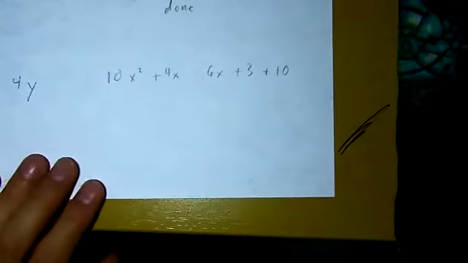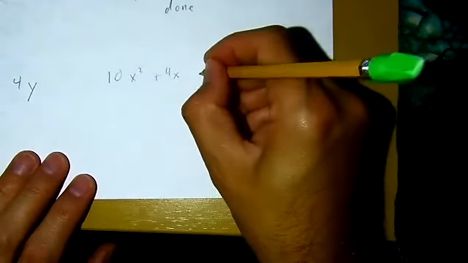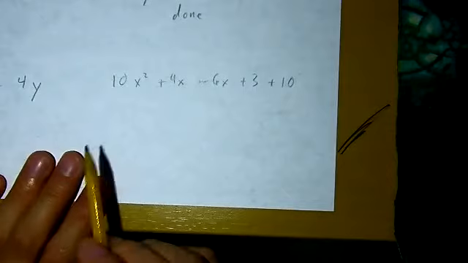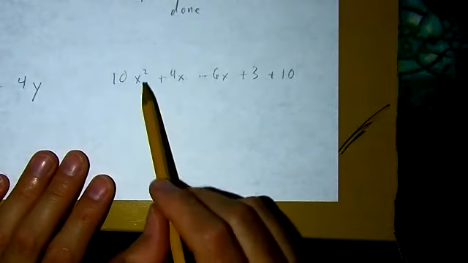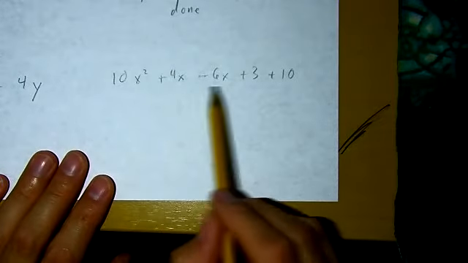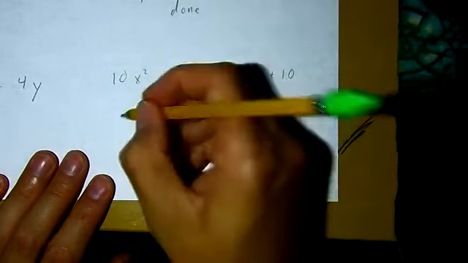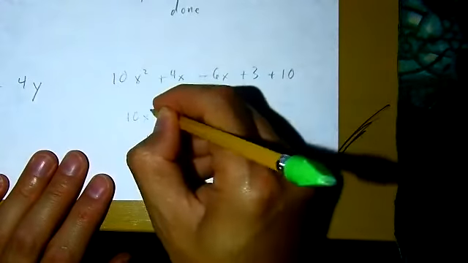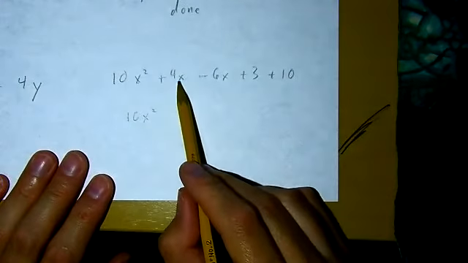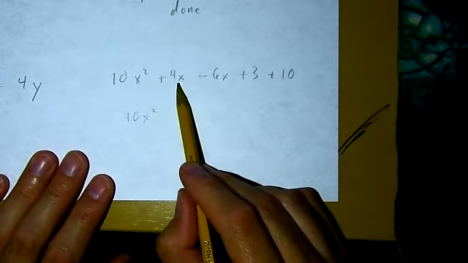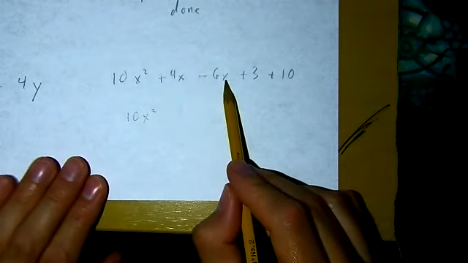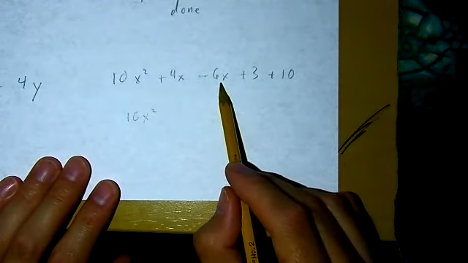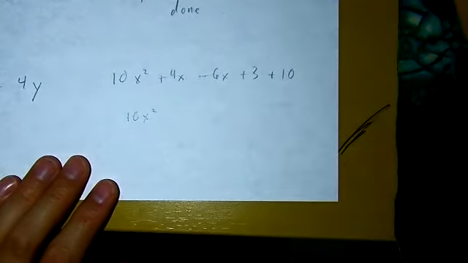Say you ended up with something like this. So you just start one term at a time. We've got x squared. Are there any more x squareds? No. Bring it down. You've got positive 4x. Are there any other x's? Yes. Negative 6x. So this is where you have to know your integer rules, or you need to use a calculator.